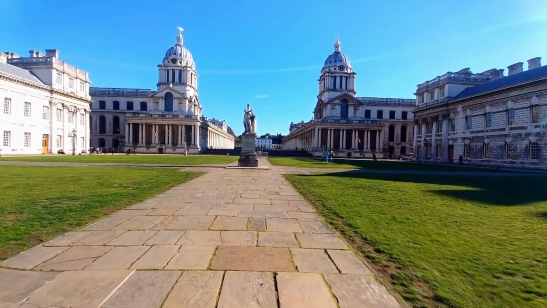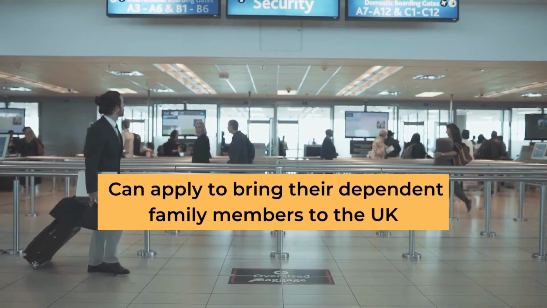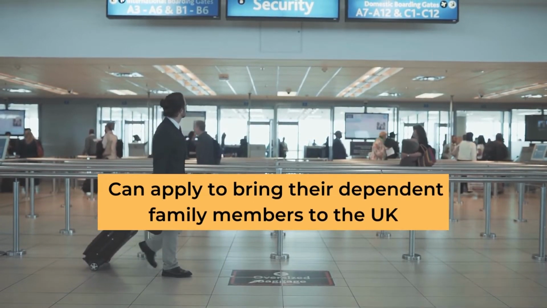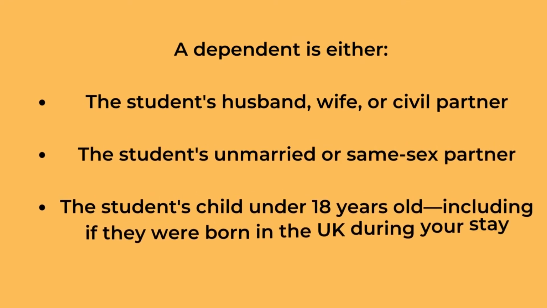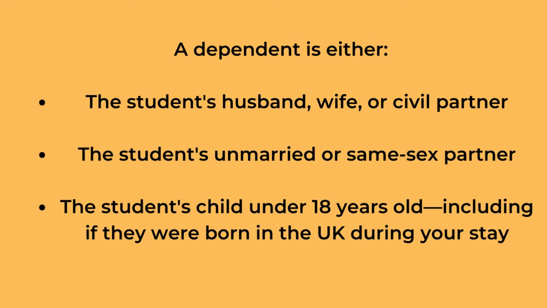Traveling with family. Students who are sponsored by a higher education institution and are enrolled in a level 7 or higher degree that lasts 9 months or longer can apply to bring their dependent family members to the UK. A dependent is either the student's husband, wife, or civil partner, the student's unmarried or same-sex partner, the student's child under 18 years old, including if they were born in the UK during your stay.